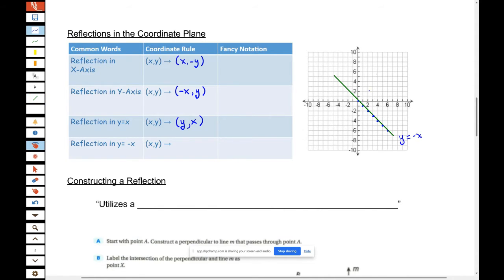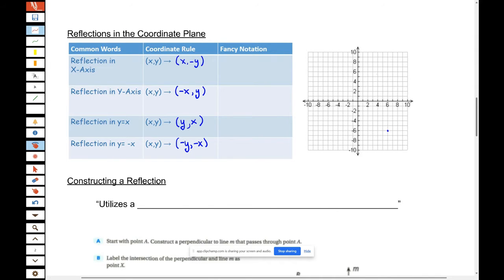If I wanted to reflect the point 2 comma 3 again, I can see to get to the line in a perpendicular way, I would have to go half a diagonal, 1 diagonal, 2 diagonal. It would end up right here. 2 comma 3 would end up at negative 3 comma negative 2. So the x and y switch places and switch signs. So that's going to be negative y, negative x. So those are our general transformation rules for those.